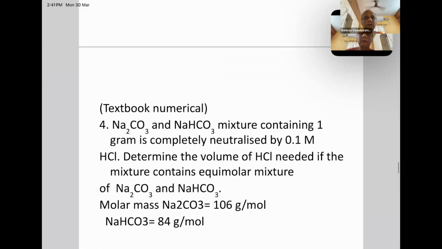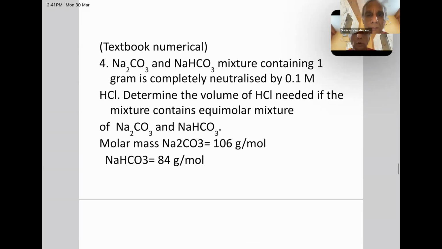Right. Now, one textbook numerical. Sodium carbonate and sodium bicarbonate mixture containing 1 gram is completely neutralized by 0.1 molar HCl. Determine the volume of HCl needed if the mixture contains an equimolar mixture of sodium carbonate and sodium bicarbonate. Molecular mass of sodium carbonate is 106 gram per mole, sodium bicarbonate 84 gram per mole.